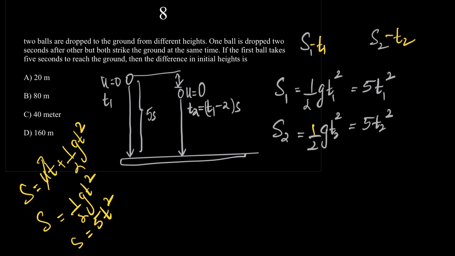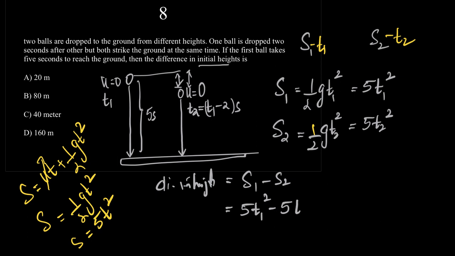What is being asked to find out? The difference in initial heights. The difference in initial heights should be equal to the difference in displacement, because it is this distance which marks the only difference between these two bodies being dropped. So the difference in initial heights is equal to S2 minus S1 or S1 minus S2. S1 is 5t1 square. S2 is 5 into t2 square. Now, what is the relationship between t2 and t1? From here, we know that t2 is t1 minus 2.